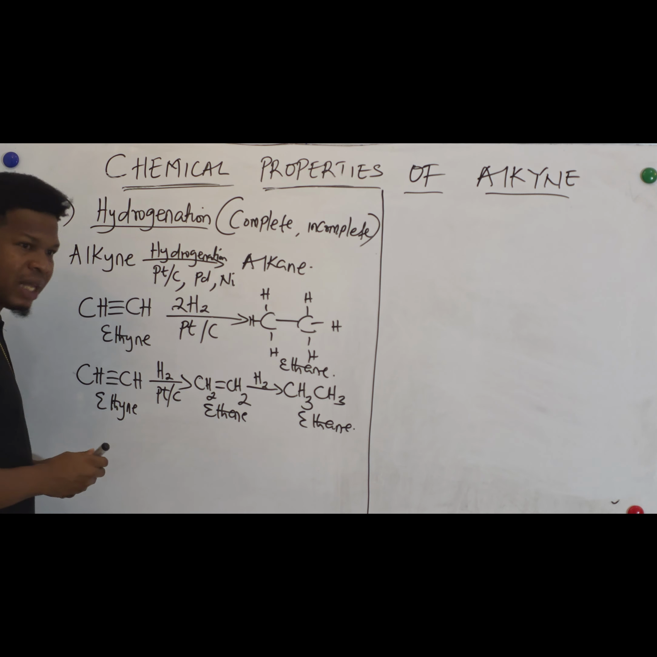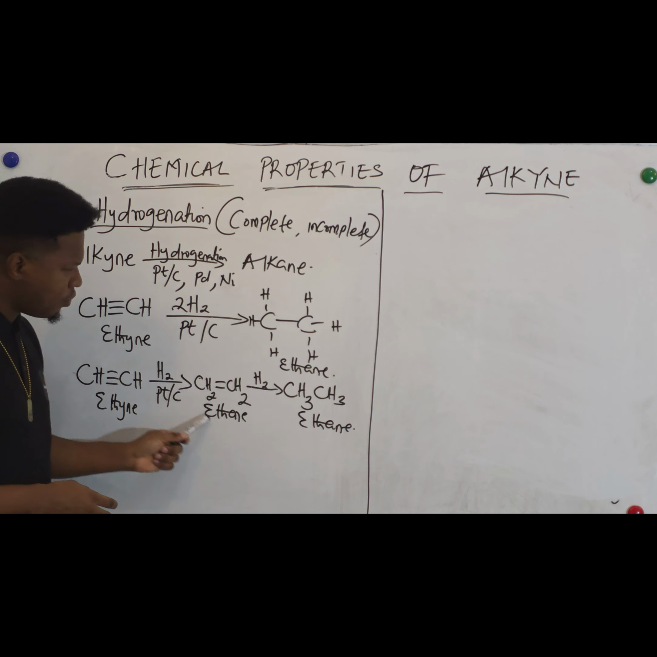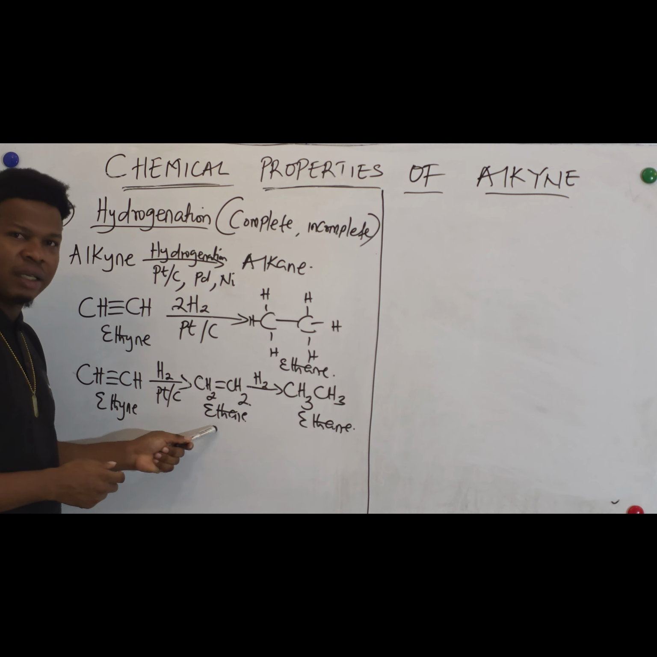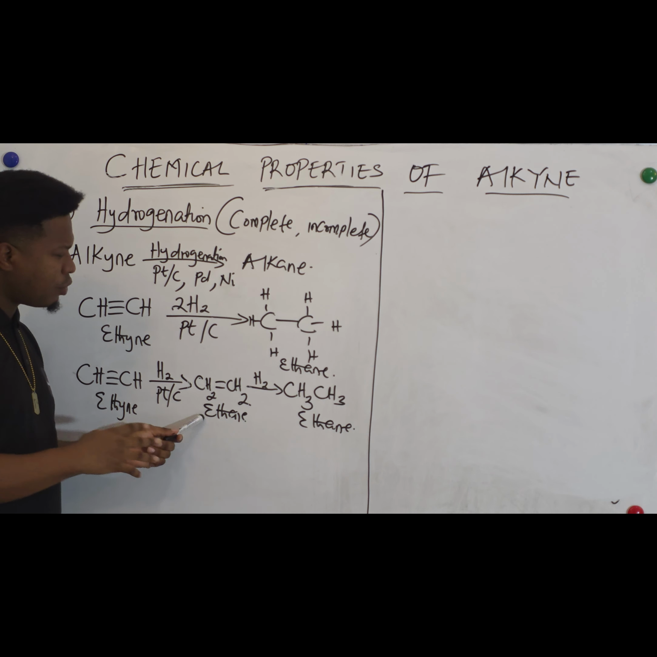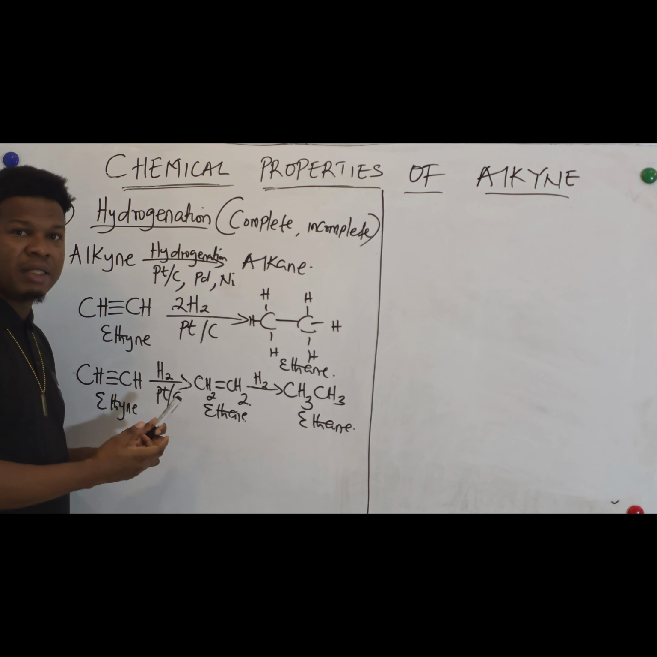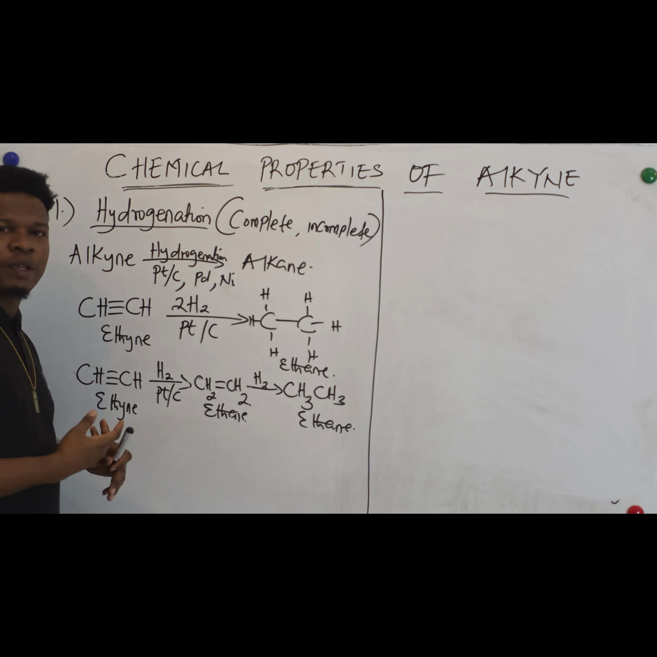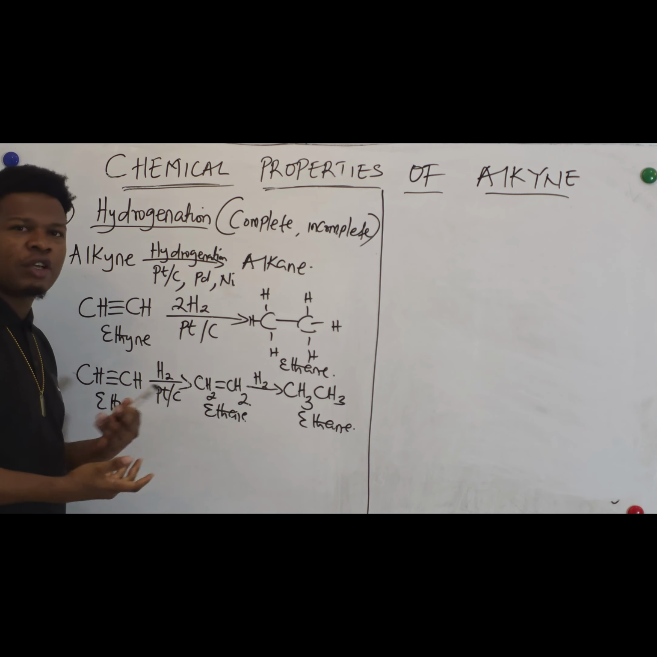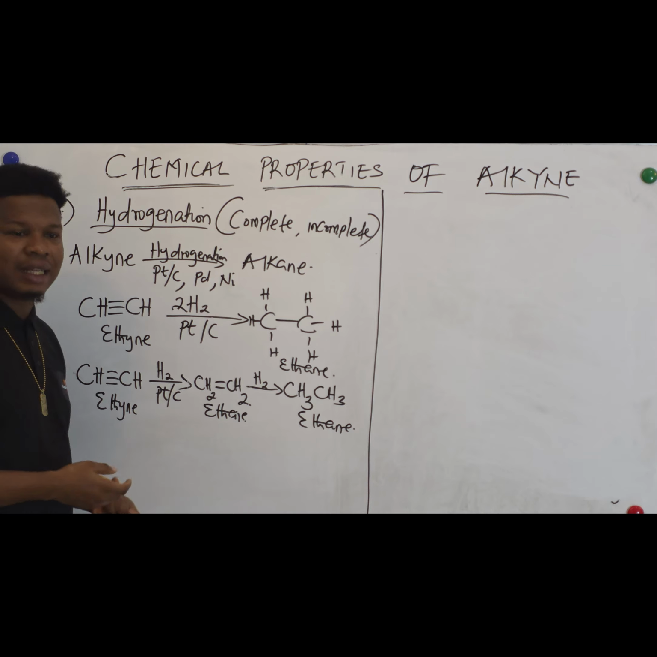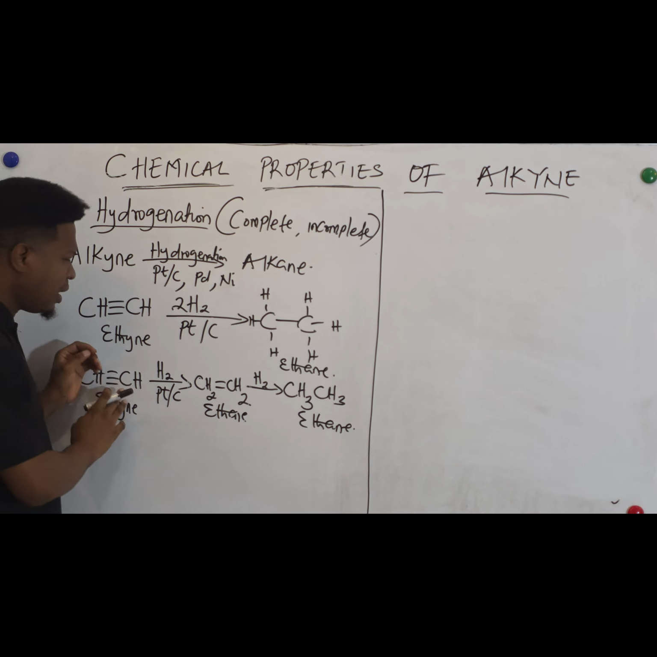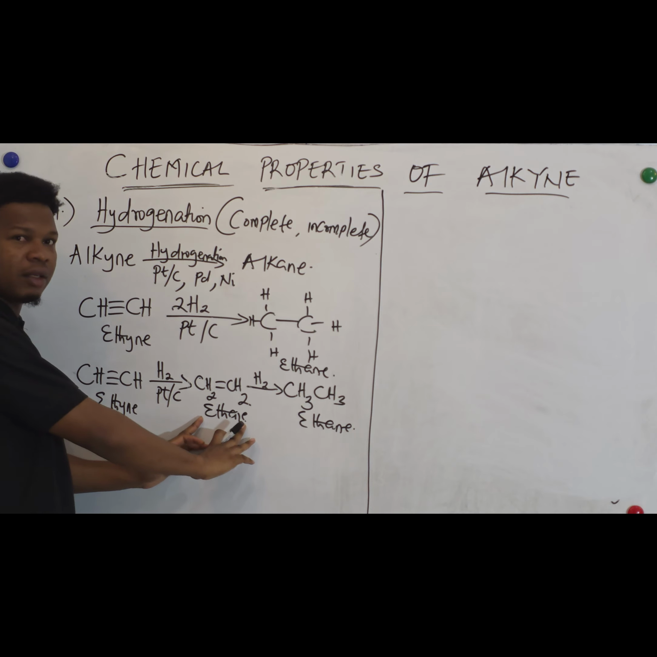Now, most times it is difficult to recover this particular intermediate here, because the reaction happens so fast that you can't have time to control it and get to this alkene. Maybe let's say you want to get an alkene from an alkyne. So someone discovered a catalyst we call the Lindlar catalyst. There's a special catalyst that is meant for stopping this reaction at this alkene.